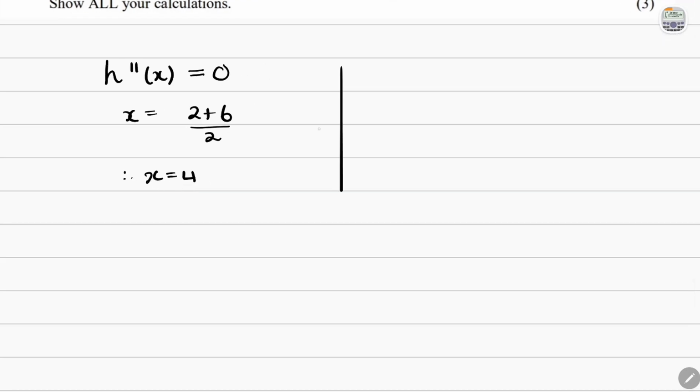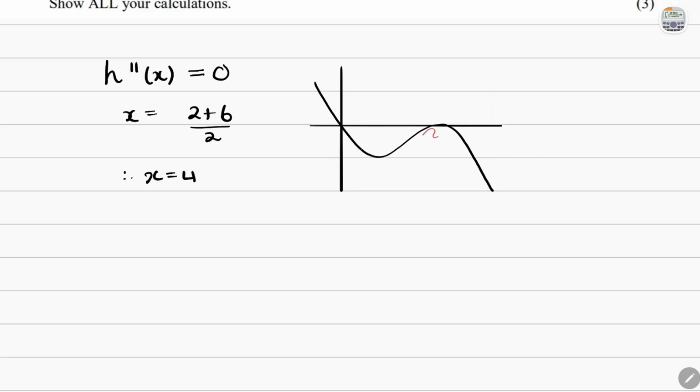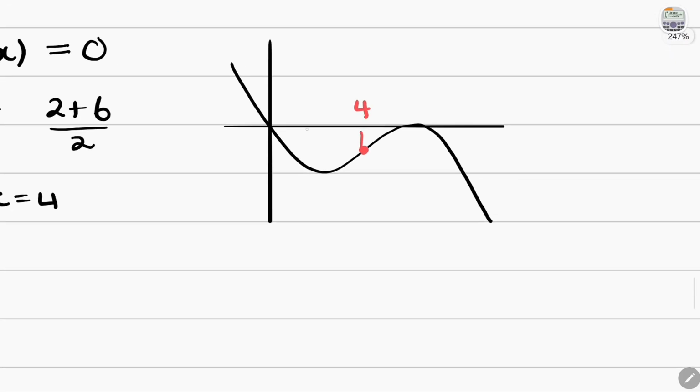Remember that your function h looked like this, right? And of course it passed the origin. So because it looks like this, now we know that this is where the point of inflection is, at x equals 4. Do you see now that all through here, this is where it's concave up? So for values where x is less than 4, that's where it's concave up.